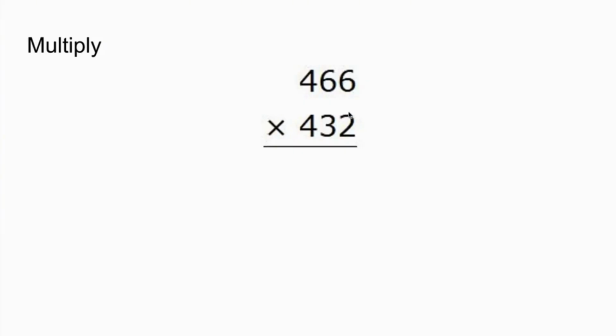Let's do that. 2 times 6 is 12. Write out a 2, carry over a 1. 2 times 6 is 12. 12 plus 1 is 13. Write out a 3, carry over a 1. 2 times 4 is 8. 8 plus 1 is 9.